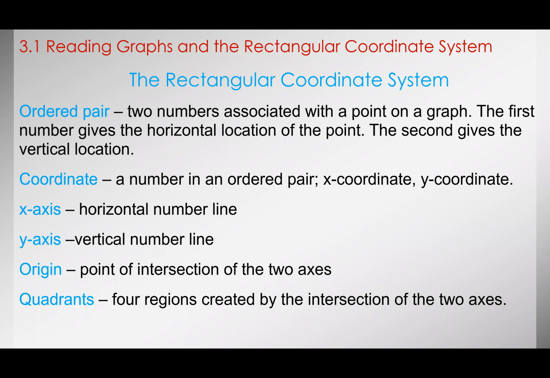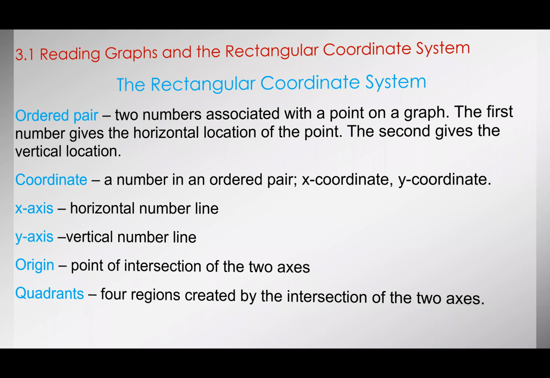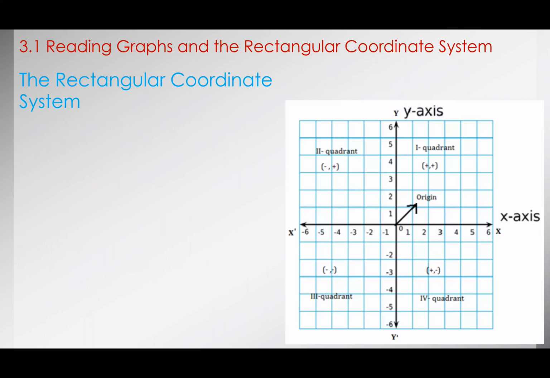And you all see this item. You don't have to copy this definition down. I will post this on Canvas for you guys. But again, it's just the terminology, so that if I say x-axis, you know what the x-axis is. This is your picture of the rectangular coordinate system. Your x-axis is your horizontal line here.